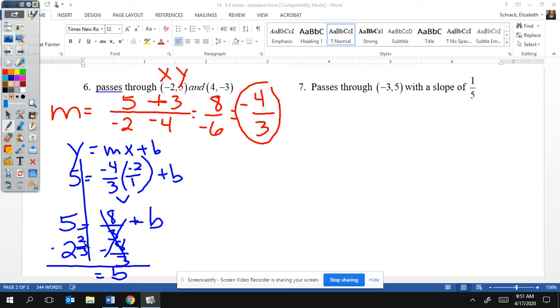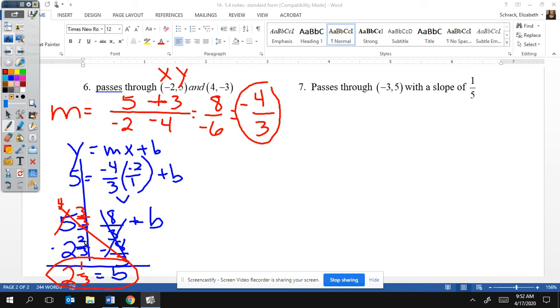I can't take 2 and 2/3 away from 5, so I have to borrow. I'm going to make this 5 into a 4, and the one I borrow, I'm going to make into a whole number, but a fraction whole number. So 3/3 minus 2/3 is 1/3, and 4 minus 2 is 2. And take the sign of the bigger number. So b is positive 2 and 1/3.